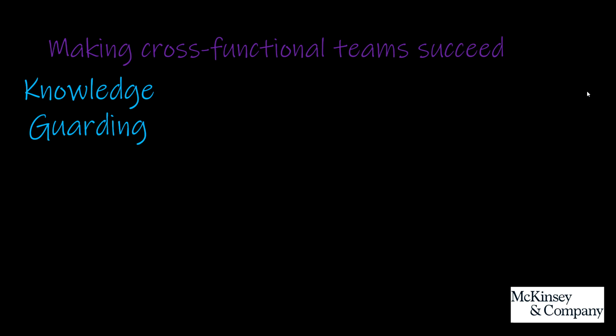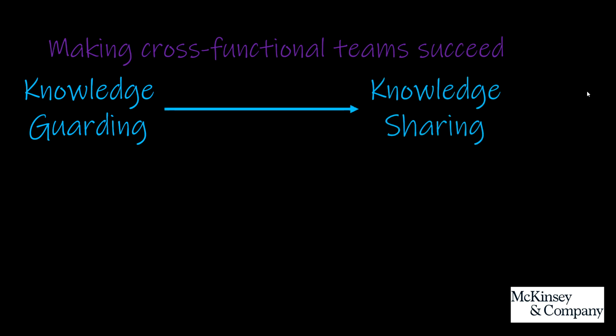Okay, some other recommendations for helping cross-functional teams succeed come from McKinsey & Company, and these recommendations are related to taking the framing of organizations traditionally and changing it so that it matches cross-functional teams. So, for example, knowledge guarding is very common in organizations. Knowledge is a source of power, it can be a source of status, so employees aren't always willing to share all of the knowledge that they have. But we need to move beyond this and transition to a culture of knowledge sharing if our cross-functional teams are going to be successful.